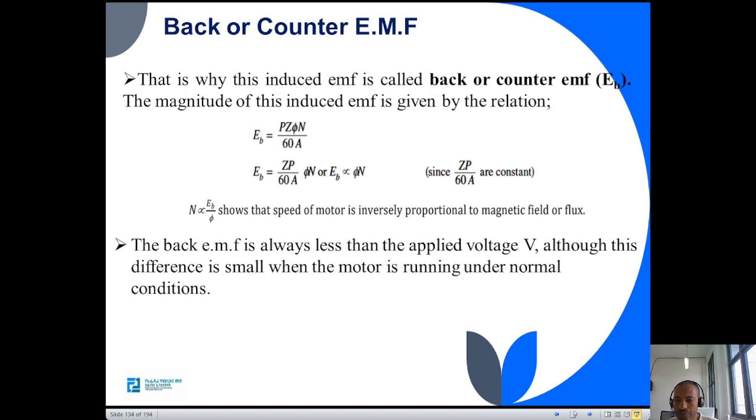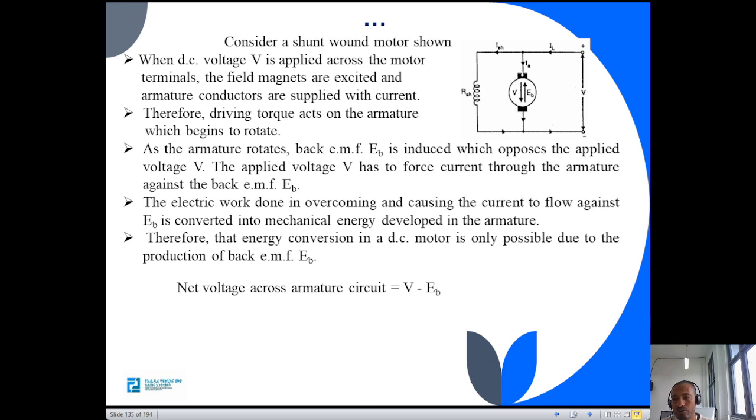So what it says now, the speed of the motor is inversely proportional to the flux and directly proportional to the back EMF. That's what it says. So the speed of the motor is directly proportional to the back EMF and inversely proportional to the flux, that shows this relation. So back EMF is always less than the applied voltage, though this difference is small when the motor is running under the normal condition. It's always less than the applied voltage, obviously.